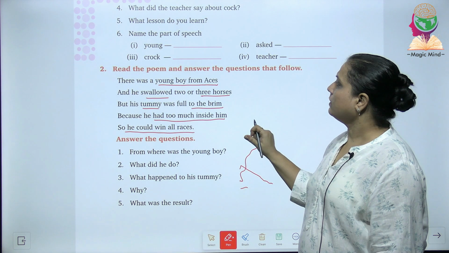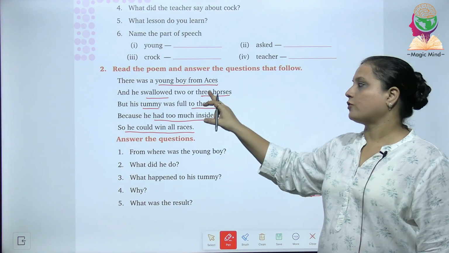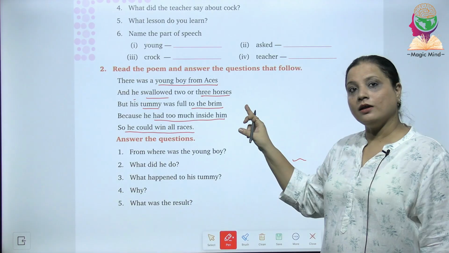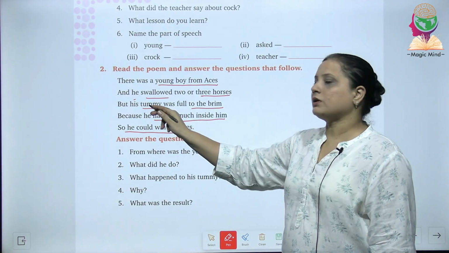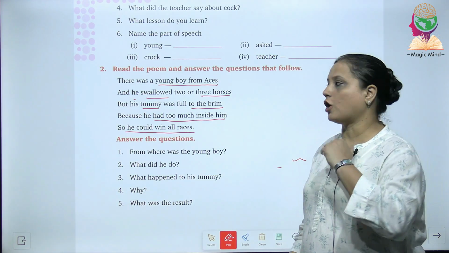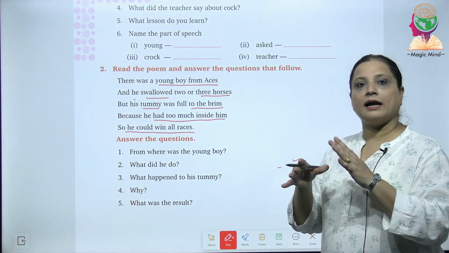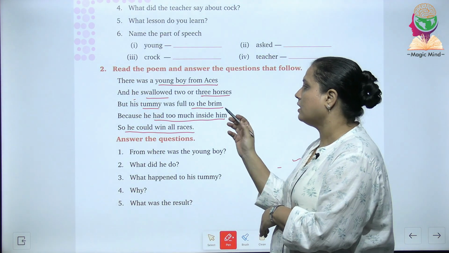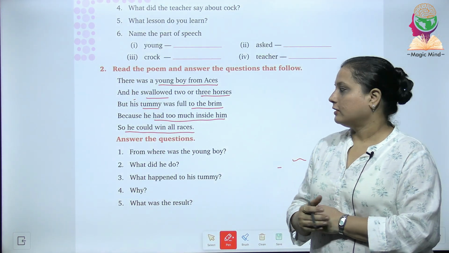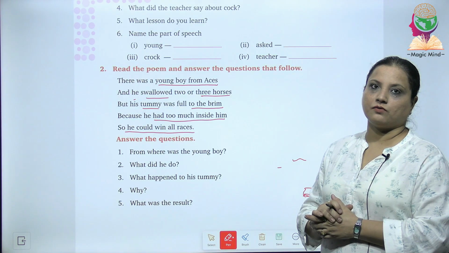So you can see that they are talking about a young boy who was from Aces and he had swallowed what? 2 to 3 horses. His tummy was full up till the brim. Brim means till the top. And because he had too much inside, he had so much inside in his tummy that he could win all the races. Now with this we have read the poem. Now let's answer the questions given below.